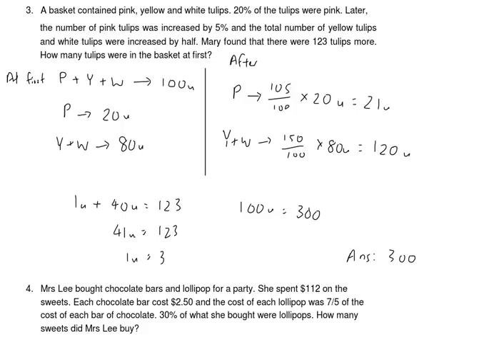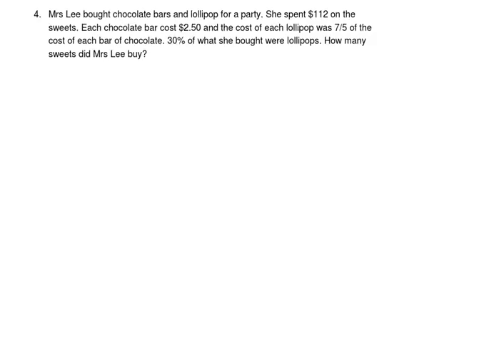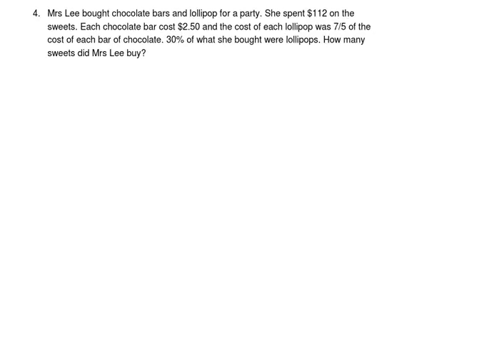Next question. Mrs. Lee bought chocolate bars and lollipops for a party. She spent $112 on the sweets. Each chocolate bar cost $2.50 and the cost of the lollipop was 7/5 of the cost of each bar of chocolate. In case you do not know what 7/5 means, let me show you what it means.